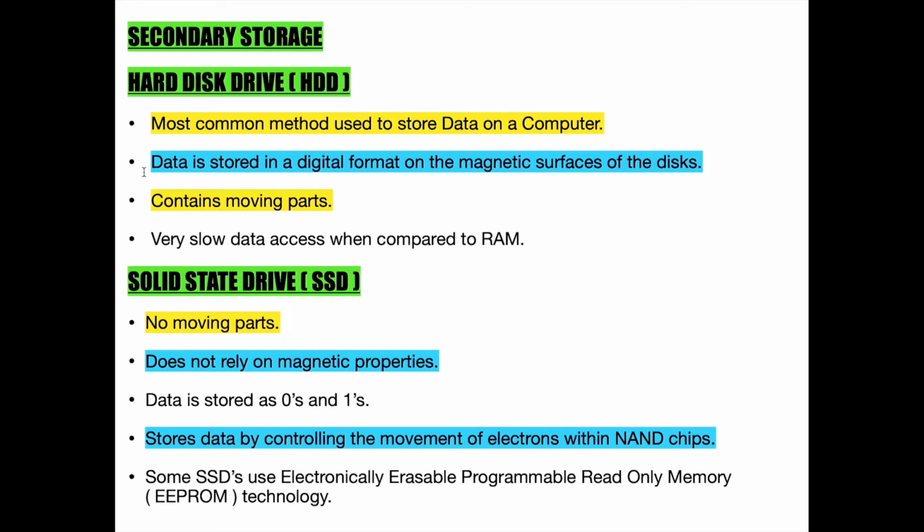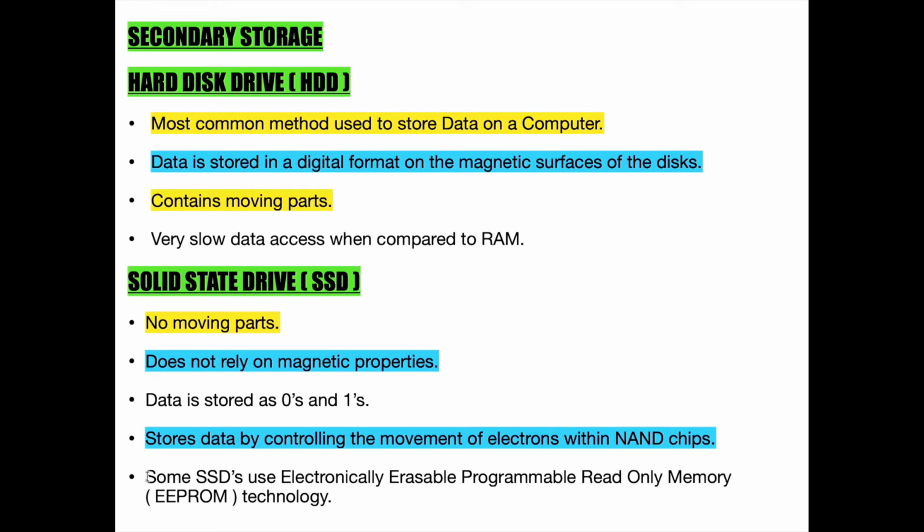The HDD contains moving parts and provides very slow data access when compared to the RAM. When compared with a hard disk drive, the solid-state drive has no moving parts and does not rely on magnetic properties. Data is stored as zeros and ones in this drive. The SSD stores data by controlling the movement of electrons within NAND chips.